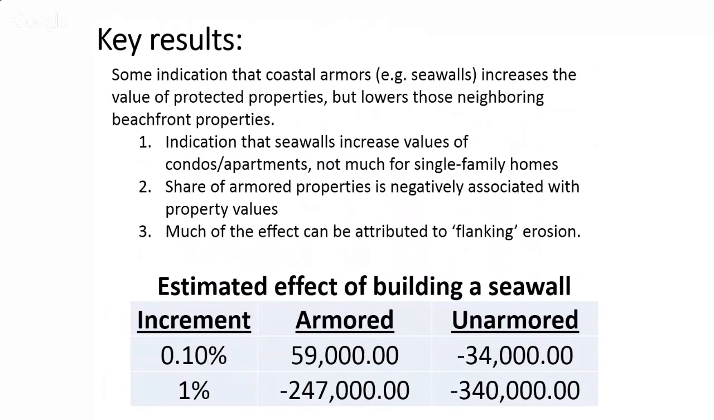And when you're unarmored, you're actually going to be hammered more. You're losing $340,000. So the message is that as long as more people rely on coastal armoring, it's actually giving society a negative benefit or cost. There's an unintended cost towards other neighboring properties.